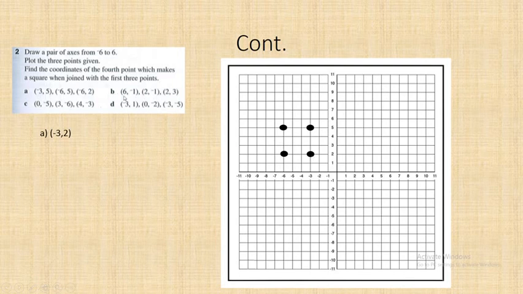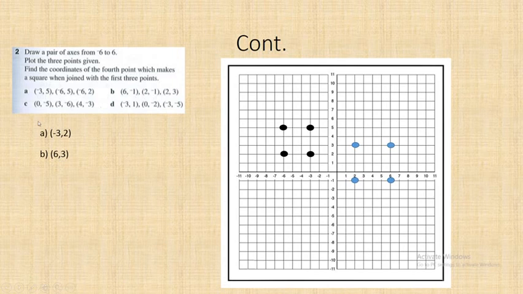So for question B here, 6 and negative 1, let's plot it. 6 and negative 1 is going to be here. 2 and negative 1, 2 here and negative 1 is here, so plot the point here. 2 and 3, so 2 and 3 is going to be here. And the last point, of course, is going to be here in this place to make a square. So it's going to be 6 and 3. So the coordinates of this point are 6 and 3.